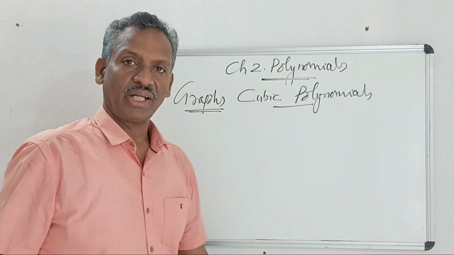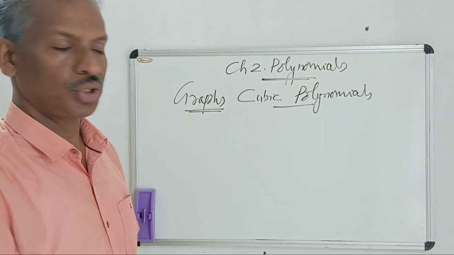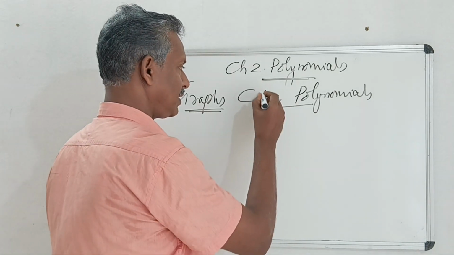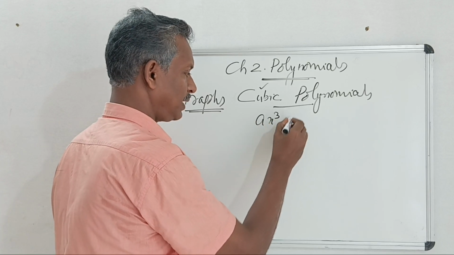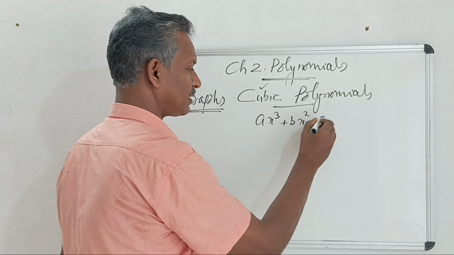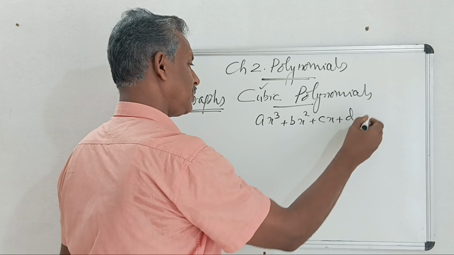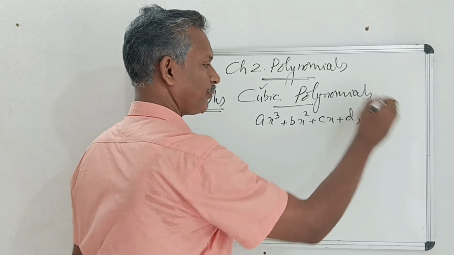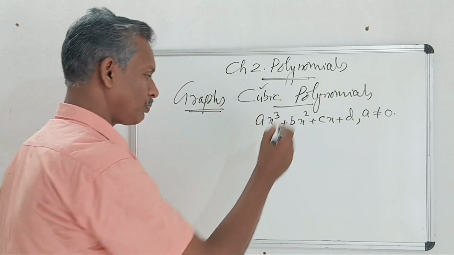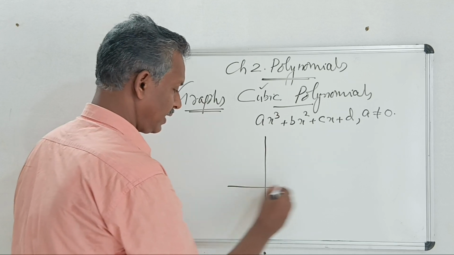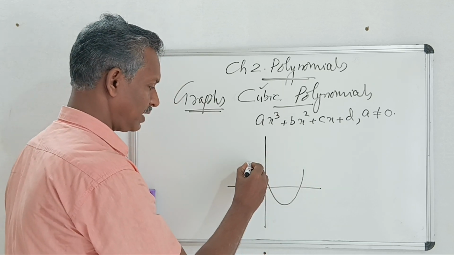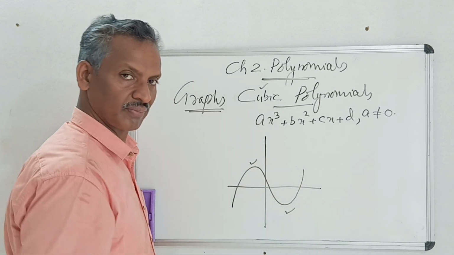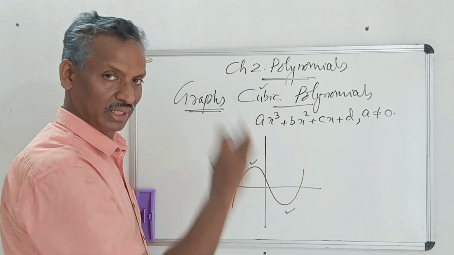Okay. Next is cubic polynomials. Cubic polynomials, its degree is 3. Ax cube plus bx square plus cx plus d. A should not be 0. When you take the cubic polynomial, its graph will be like this. It will have 2 bendings like this.